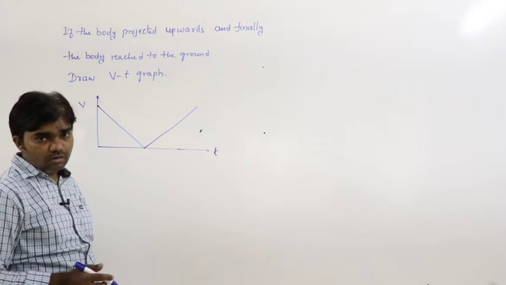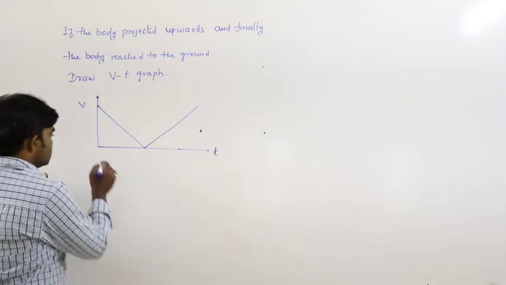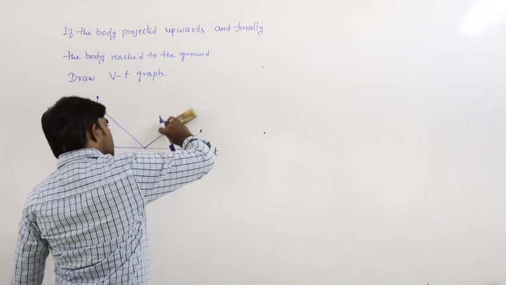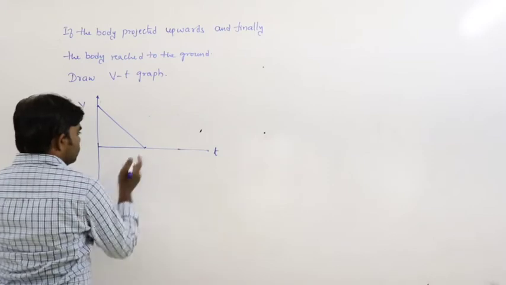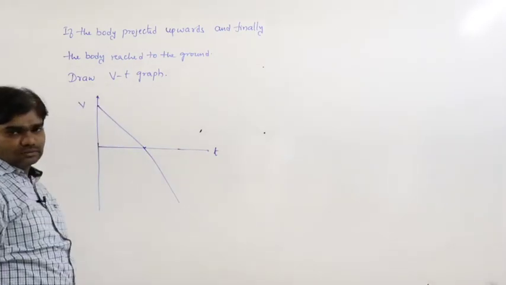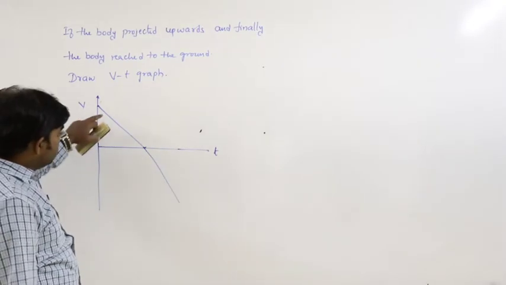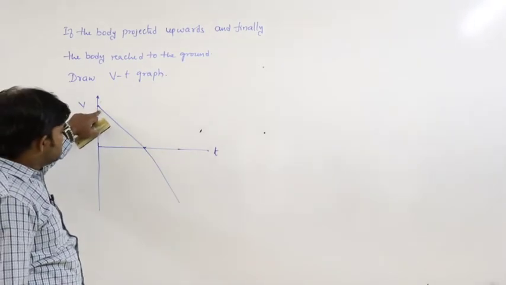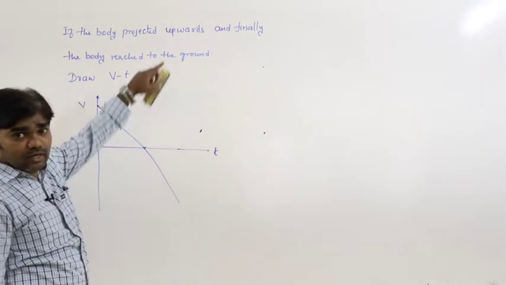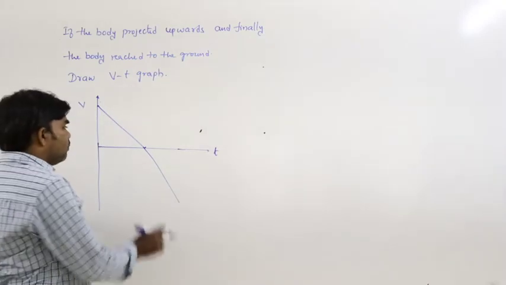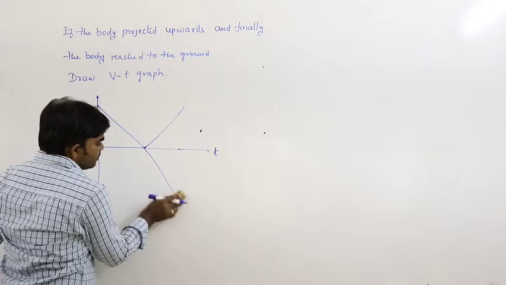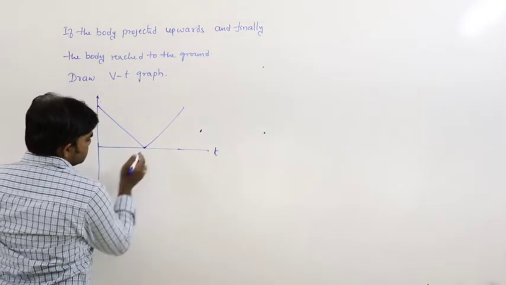Is it correct or wrong? So this is absolutely wrong. The shape of the graph is, while moving downwards, like this. While the body moves upwards, velocity decreases and reaches 0. Again it moves downwards. Why don't we draw the graph like this? Why are we drawing this one? Which one is correct in this?